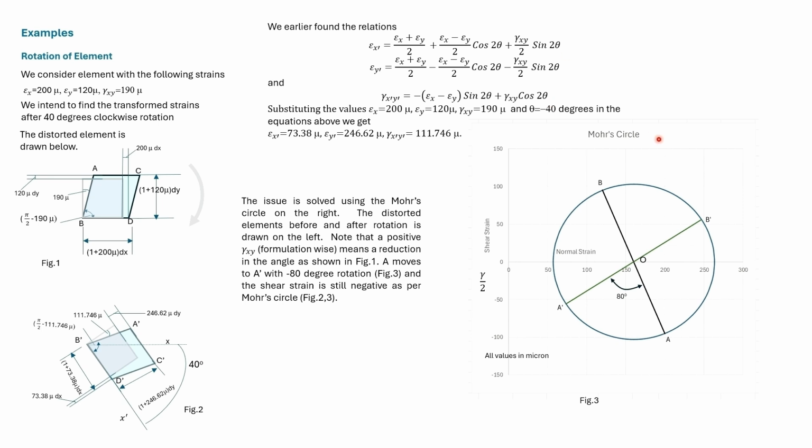The same problem has been solved using the Mohr circle. So the coordinates of A are 200 on the x-axis and minus 95 on the y-axis. Minus 95 because first of all we are plotting gamma x y divided by 2, and secondly the sign used in the Mohr circle is negative.